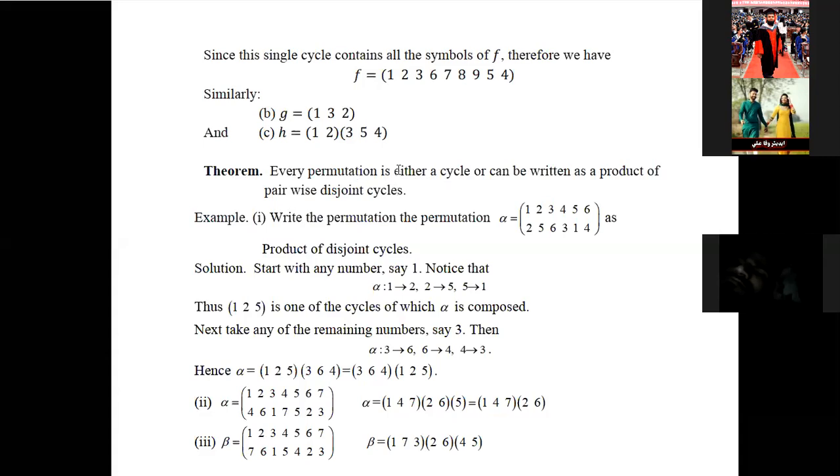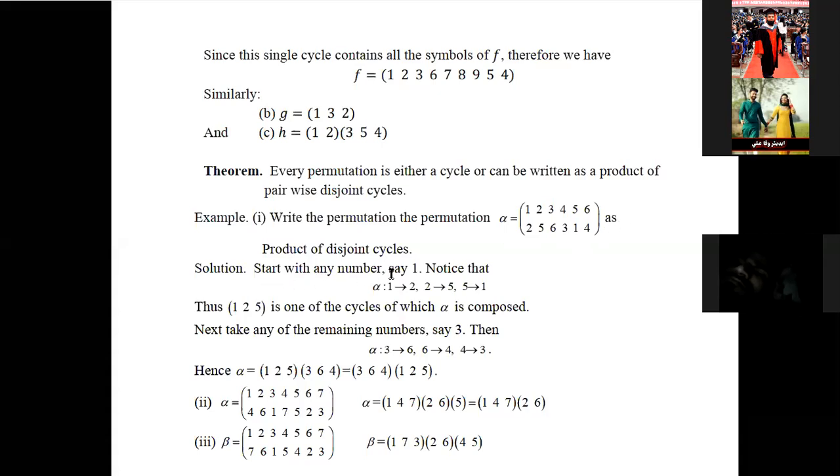Every permutation is either a cycle or can be written as a product of pairwise disjoint cycles. First of all, any permutation is a cycle or can be written as a product of disjoint cycles. Just like, write the permutation, this is the permutation alpha. This alpha belongs to S6, degree 6, as a product of disjoint cycles.